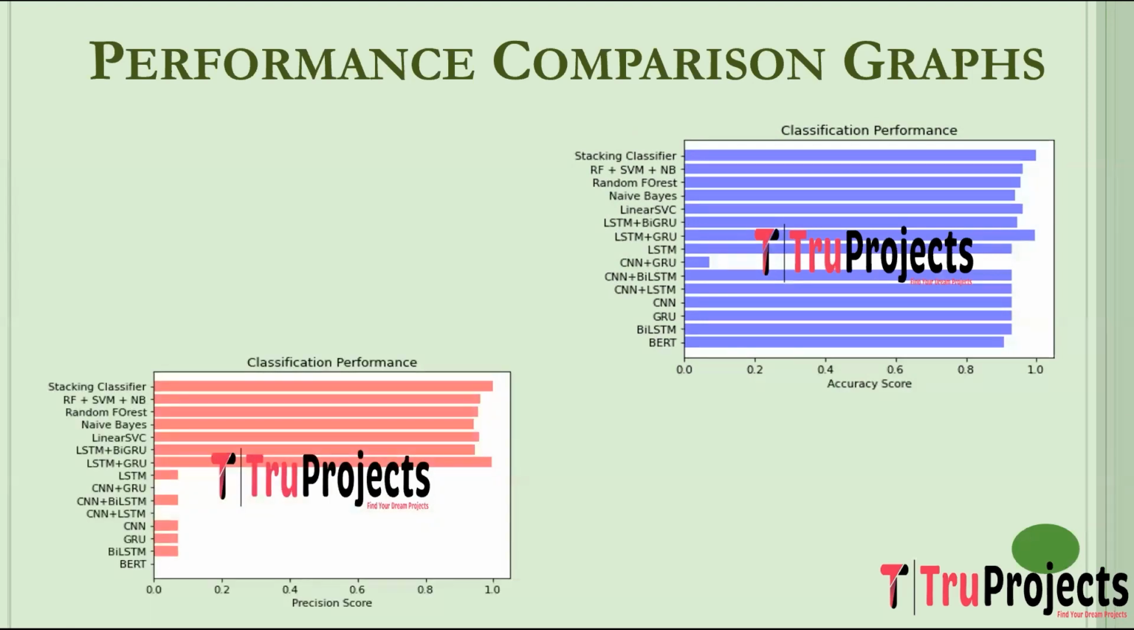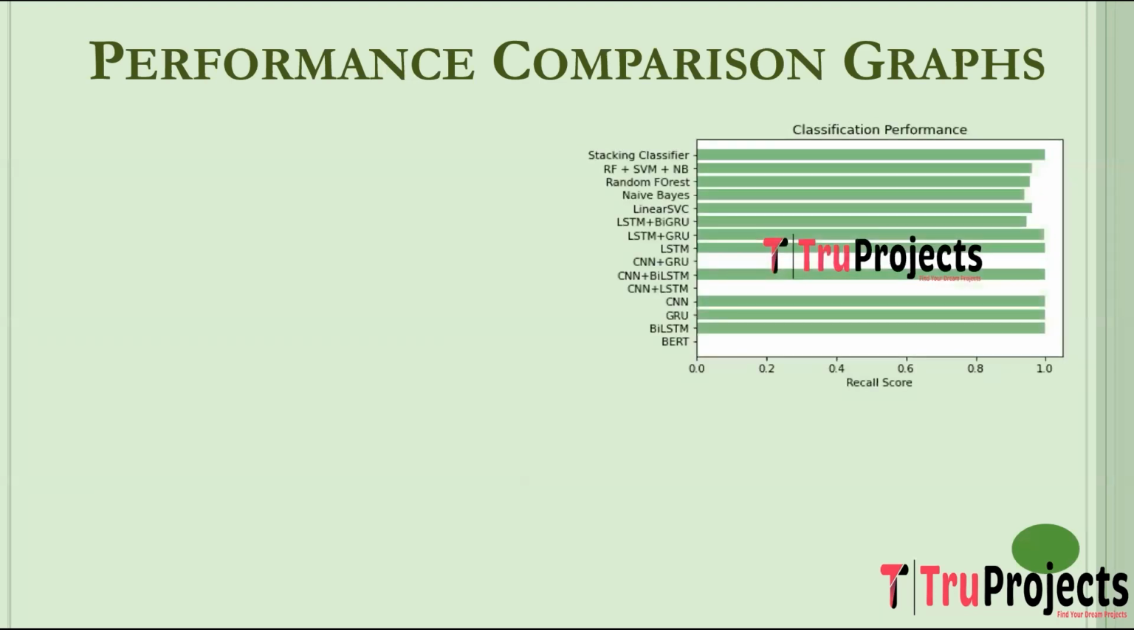This is the precision score comparison graph. It is the ratio of correctly predicted positive observations to the total predicted positives. It evaluates the accuracy of positive predictions. This is the recall score comparison graph. Recall is also known as sensitivity or true positive rate. Recall measures the ability of the model to capture all relevant instances. It is the ratio of correctly predicted positive observations to the total actual positives.